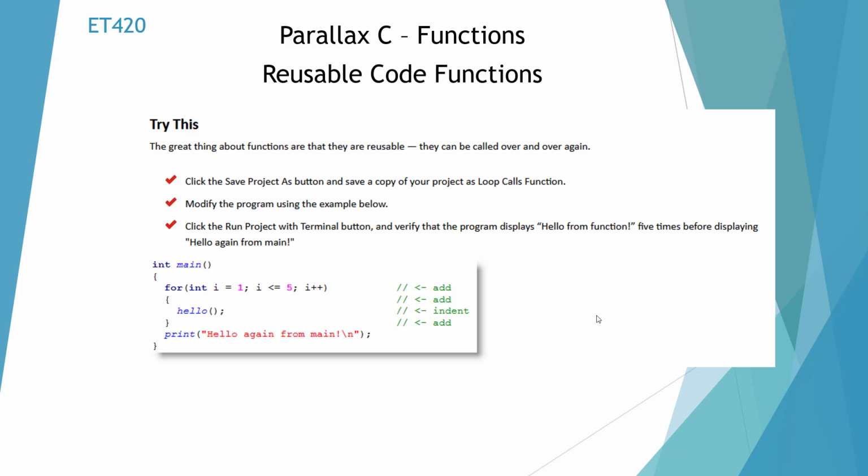First thing we're going to do is modify an existing program, and we're going to put a counter in there. We're going to count from 1 to 5, increment by 1, and we should get 5 hellos and hello again from the main.